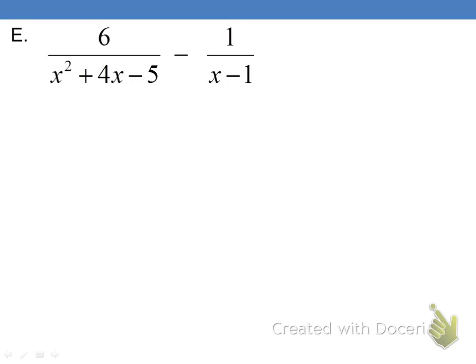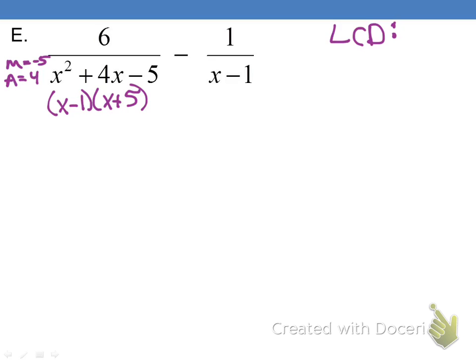All right, what's happening in my first denominator? Yeah, this is an MA. We've got to factor it so we can see the different factors involved. So multiplies to negative 5, adds to 4. Negative 1 and 5. So x minus 1 and x plus 5. That works. So what's my LCD? X minus 1. Good.